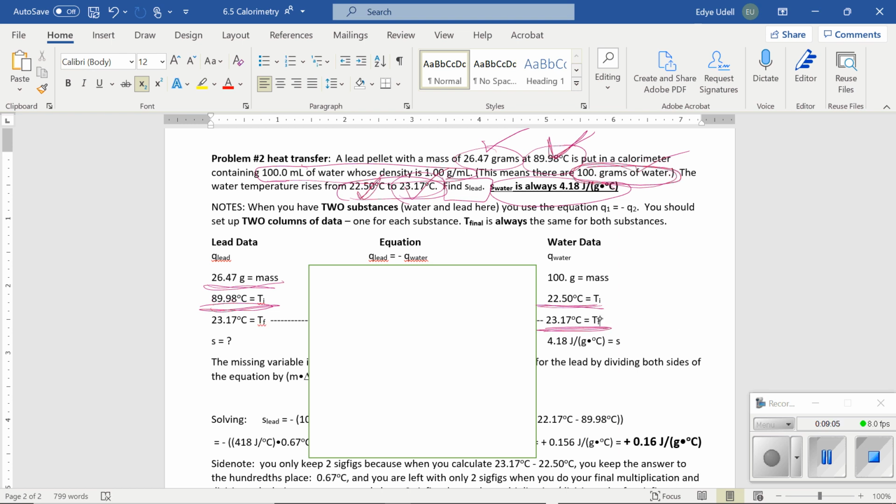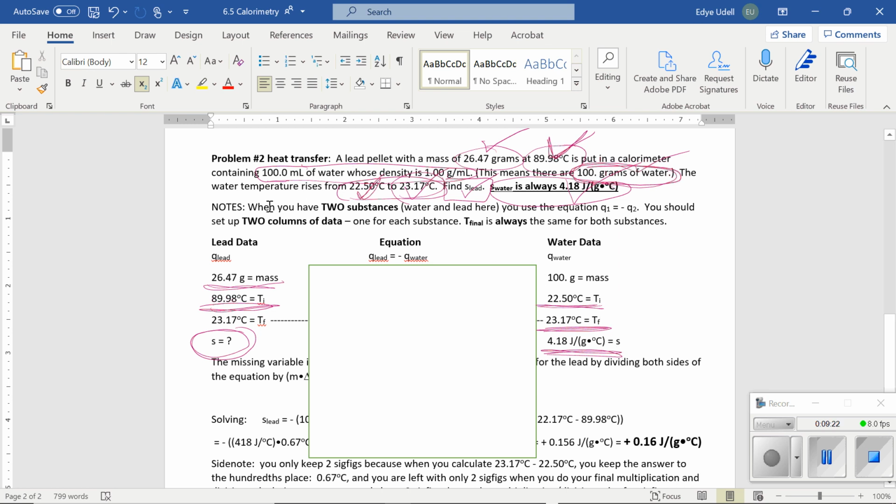Find the heat capacity of lead. Heat capacity of lead is question mark, so I've used that. And my S for water, that's the heat capacity for water, and that's this value right here. So I will check that. I have checked everything off.